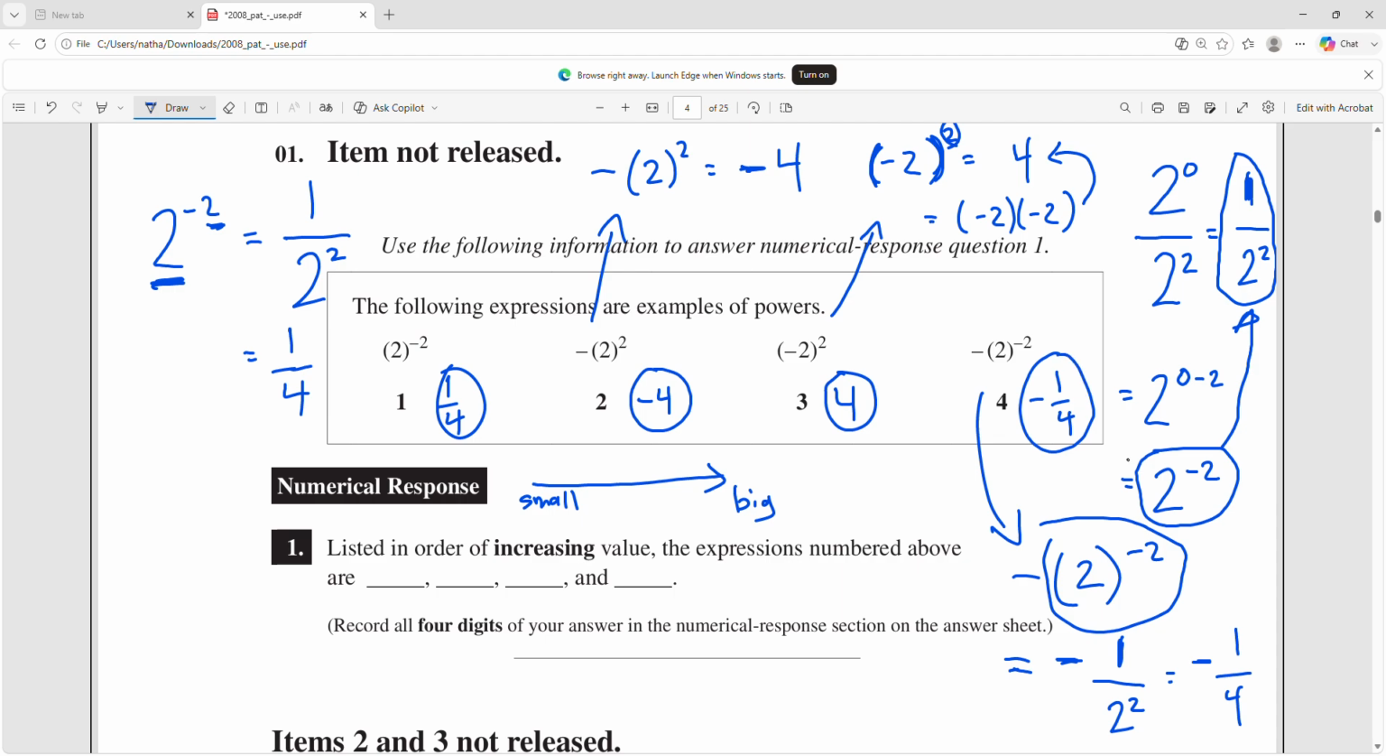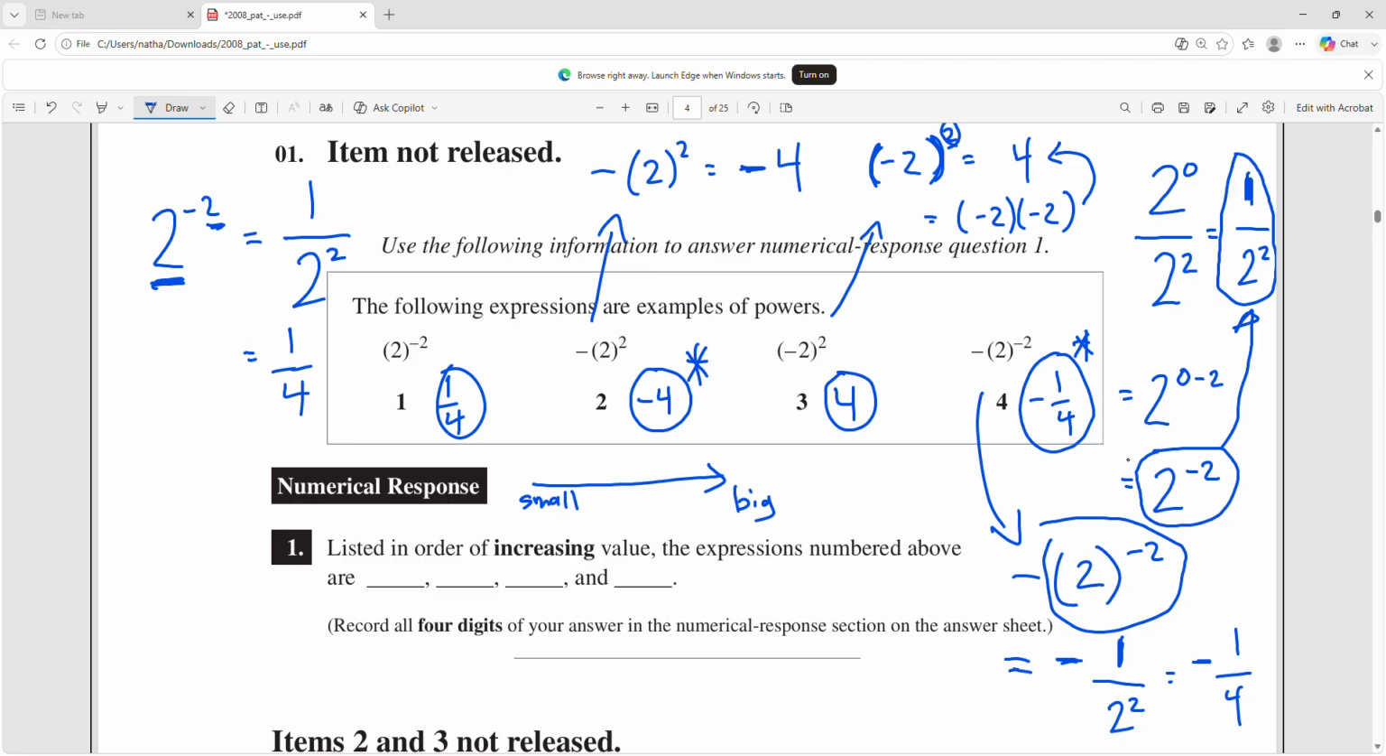So we've answered those now. Which is my smallest number? It's the one that is most negative. On a number line, this would be farthest to the left because it's more negative than this. 1/4 is a small number, just a little bit less than 0. Negative 4 is much less than 0.